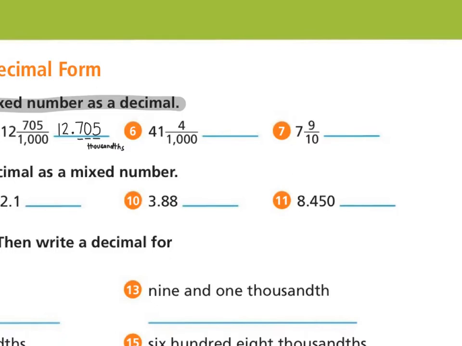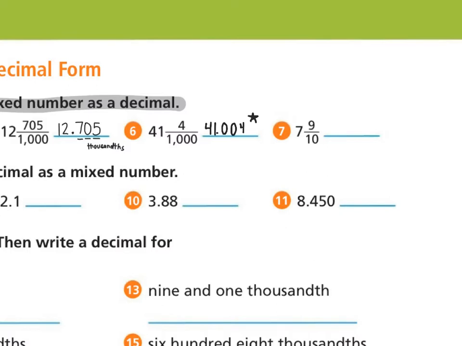Let's write that as a decimal. I have 41 wholes. Do I have any tenths? Nope. Any hundredths? Nope. Any thousandths? Yep. 4 thousandths. Give yourself a star if you got it right.